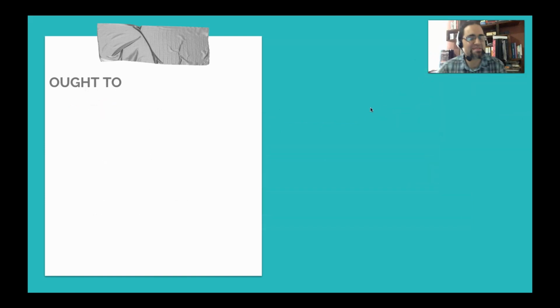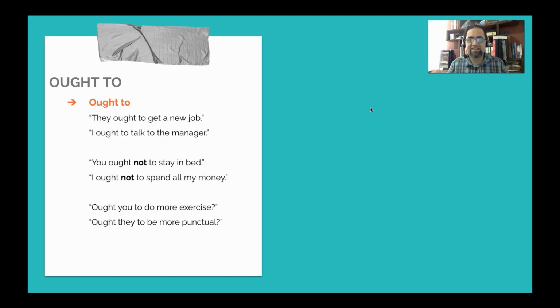Ought to is a modal verb that some people might say is in the middle of should and must. It's not as intense as must in the level of obligation, but it is slightly more intense than should. It's a recommendation similar to should, but a little bit stronger. And you're presenting an idea to someone with more security. Instead of saying simply they should get a new job, you can say they oughta get a new job. And it's a little bit more confident and a little bit more firm.